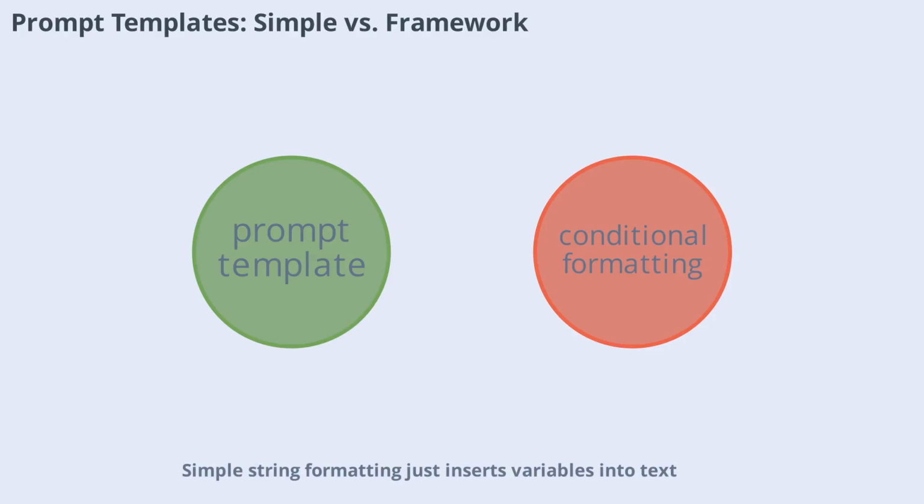Simple string formatting just inserts variables into text. Formal framework prompt templates, however, support conditional formatting, manage roles across chat protocols, provide serialization for version control, and integrate few-shot example selectors. This makes prompts more powerful and adaptable.